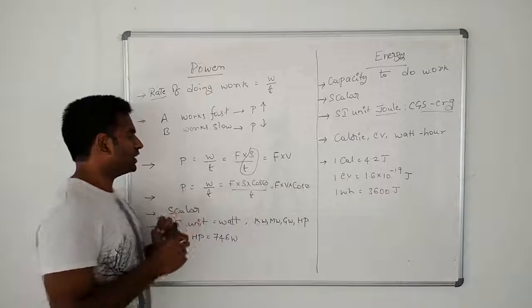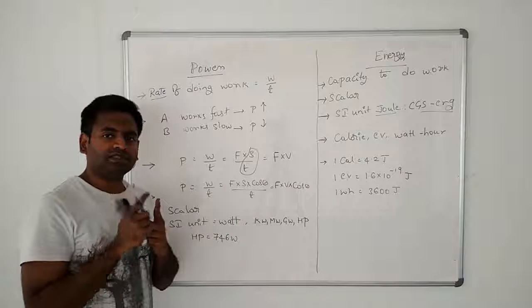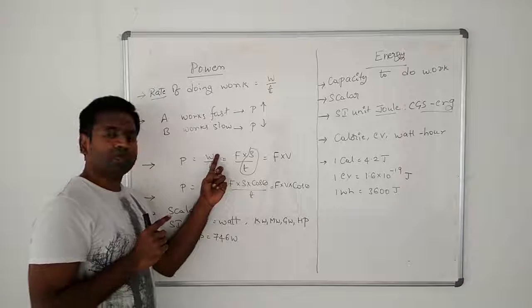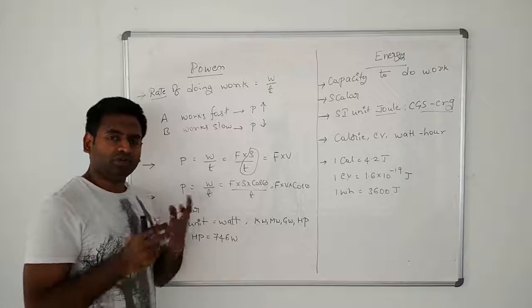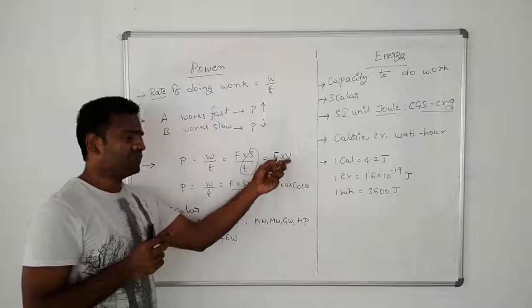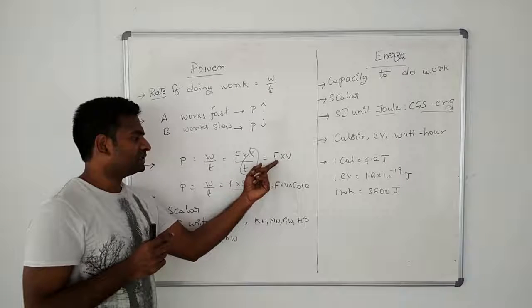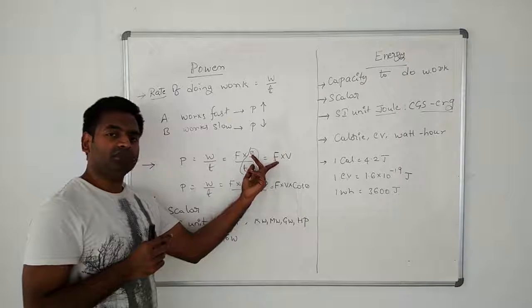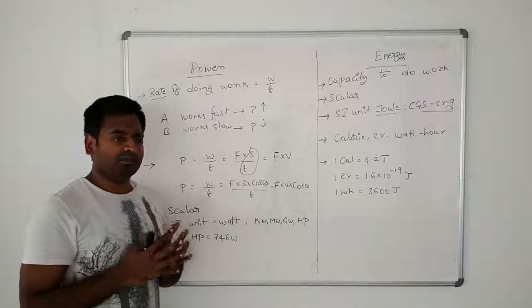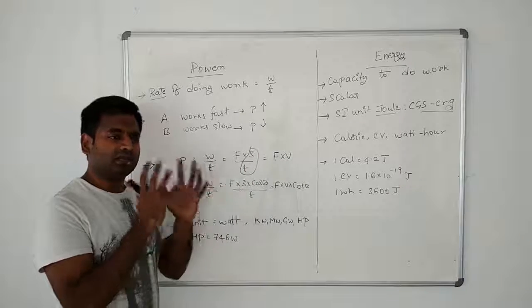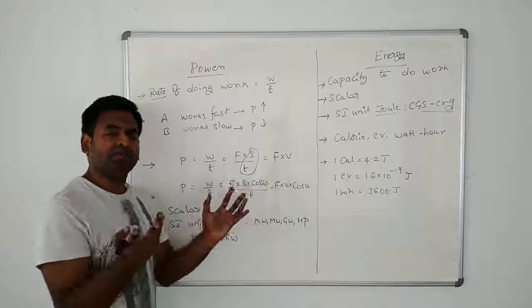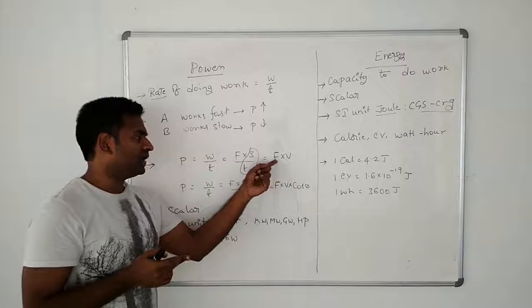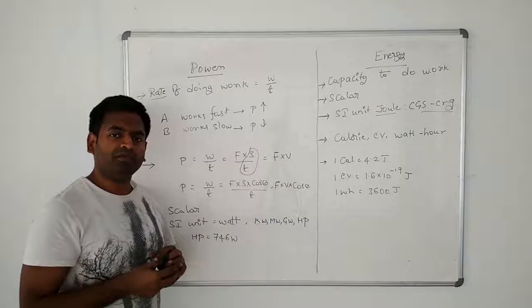So the power has two formulas. In one case, if the work done is given, the way to calculate the power is you substitute work done divided by time. Sometimes work done is not given and directly the velocity will be given. So in that case, you write force multiplied by velocity. For example, a force is applied on a car, and the car moves with this velocity.